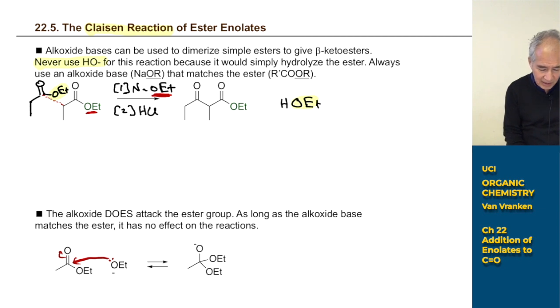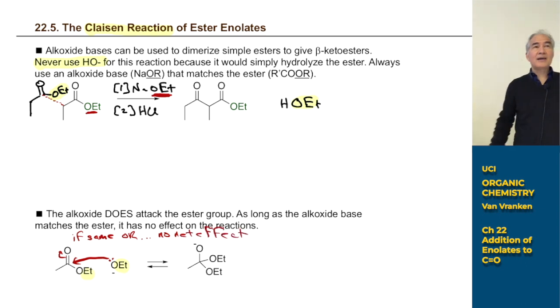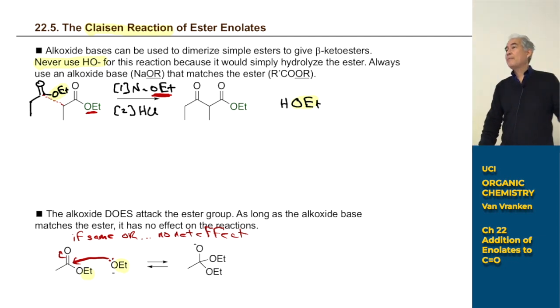So as long as these groups are the same, if it's the same OR group here, so let me just go ahead and highlight that. If it's the same OR group, then no problem. Then there's no net effect. Then there won't be any net problem, no net effect of this carbonyl addition. We don't want the ethoxide to attack the carbonyl, but that is happening under the conditions of the reaction, and we don't need to draw it when we draw the mechanism.